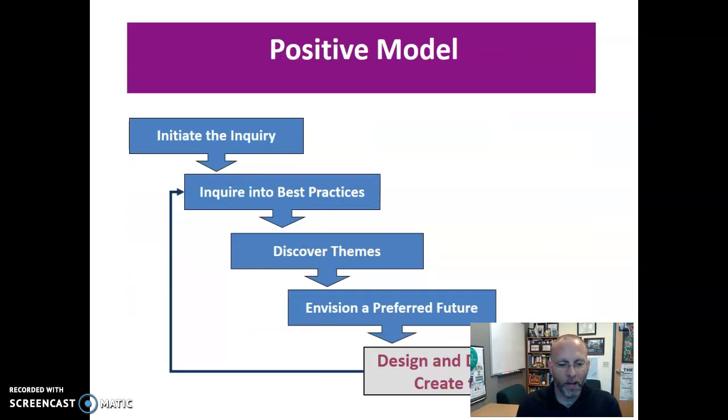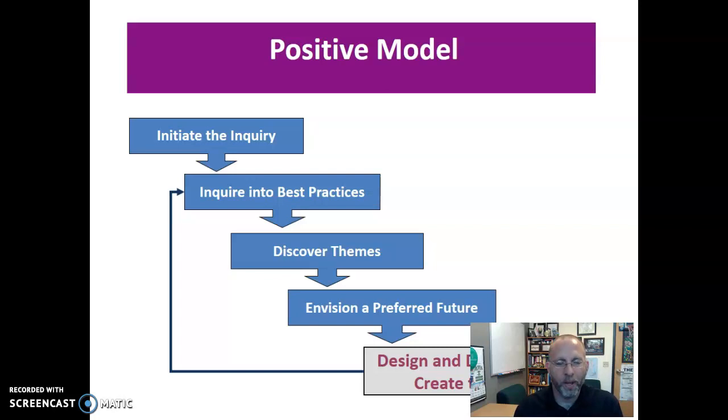Here's another way of looking at it. This is called the positive model. First, you initiate the inquiry. So you have an organization that has a problem. You talk with them as a consultant, either internal or external. And at that point, you try to understand what best practices are around that problem.